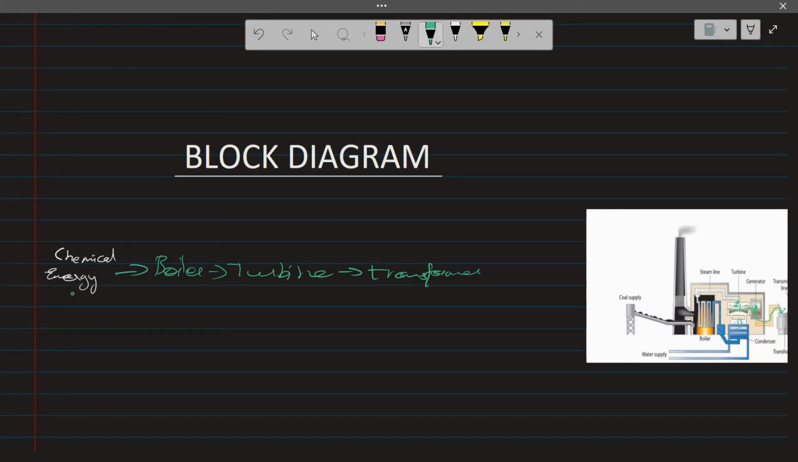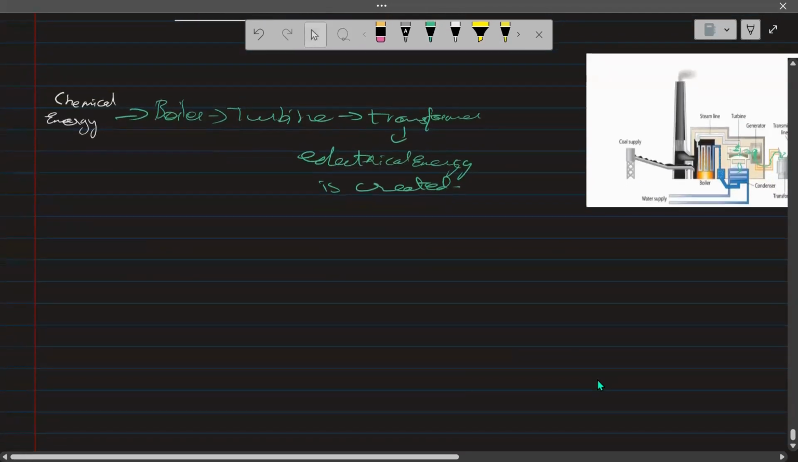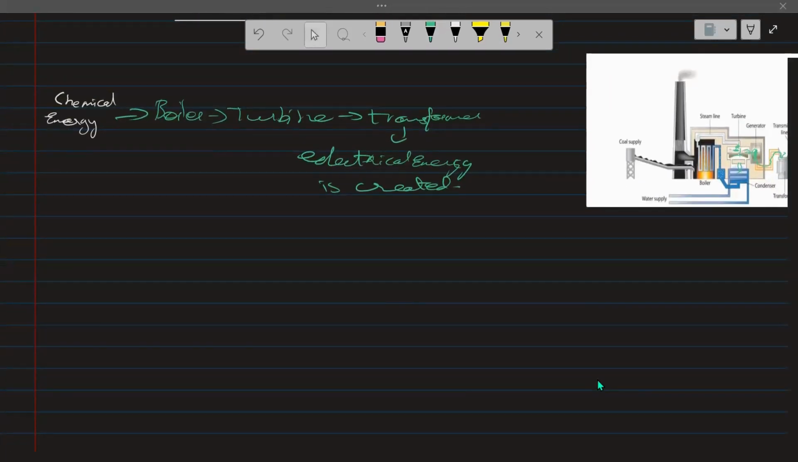Then, due to this transformer, electrical energy is created. So this is the basic of a block diagram, and we are done with the block diagram.